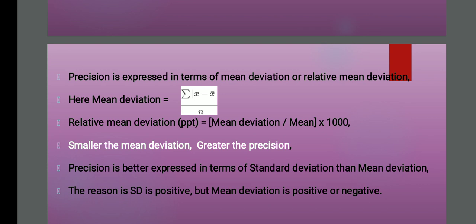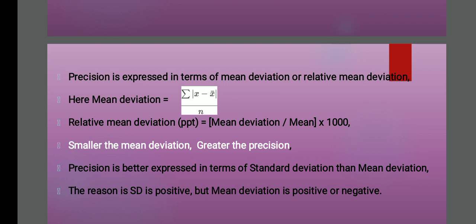Now we are going to see what happens if mean deviation is found to be smaller or greater. The terminology given here is, if mean deviation is found to be lesser, the precision will be a good one, the value will be a good value. Is it okay? So now what you are going to say is, precision is better expressed in terms of standard deviation rather than mean deviation.